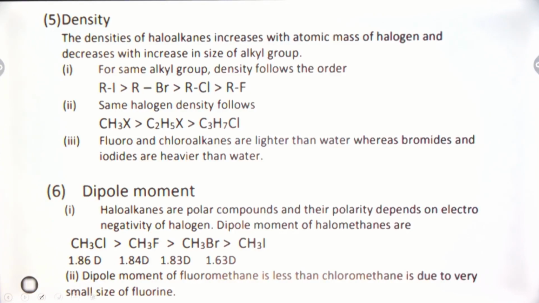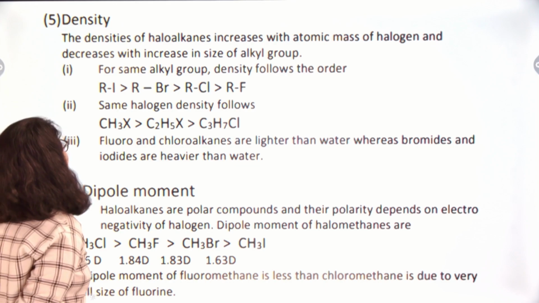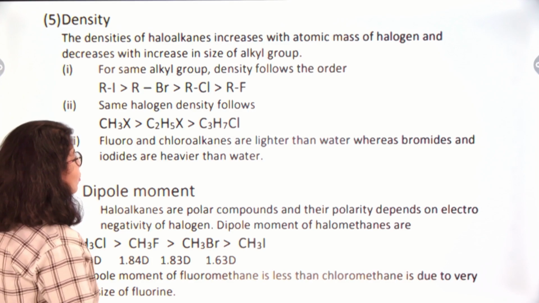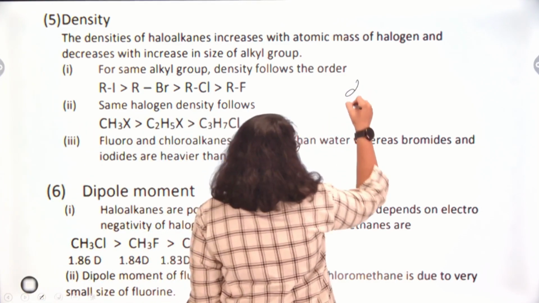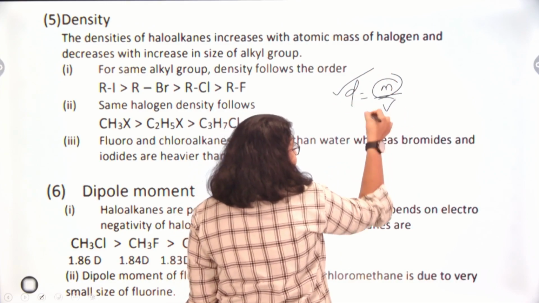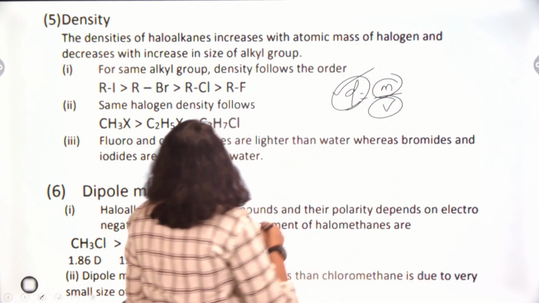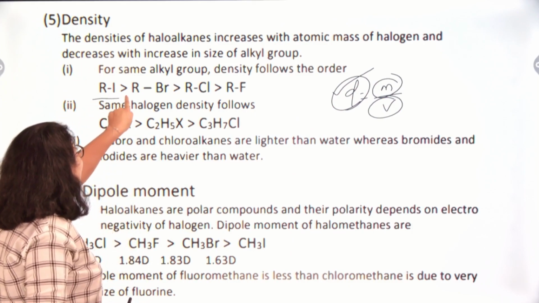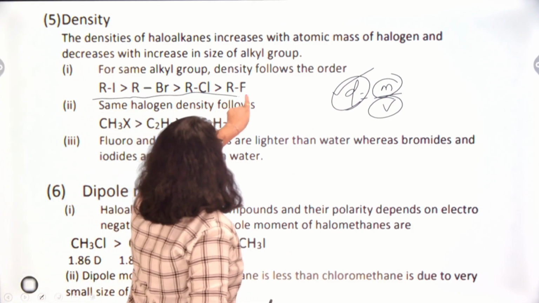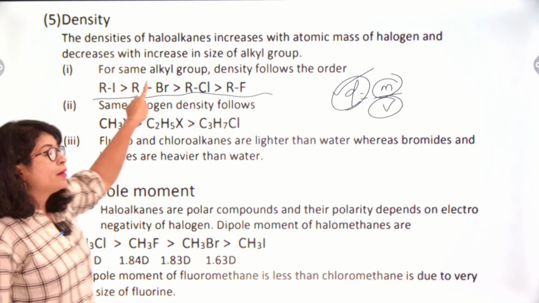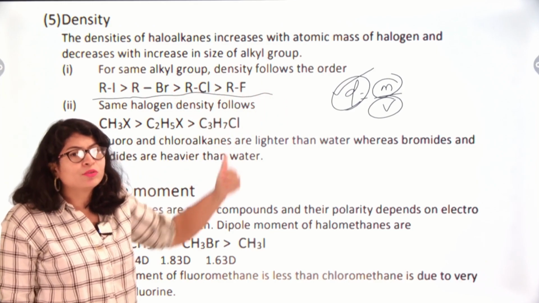Now, if I see the densities, then the density of haloalkane increases with the atomic mass of the halogen and decreases with an increase in the size of the alkyl group. Density basically is mass by volume. So, if mass increases, density increases. If volume increases, density decreases. So, for the same alkyl group, the density follows the order RI greater than RBr greater than RCl greater than RF, because mass is gradually decreasing, therefore density is also decreasing.